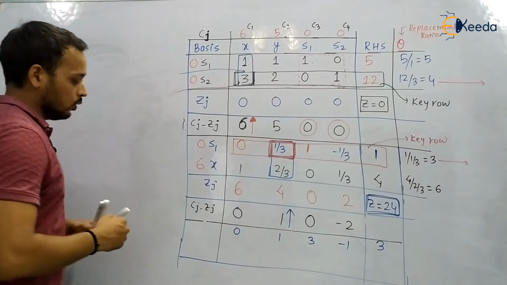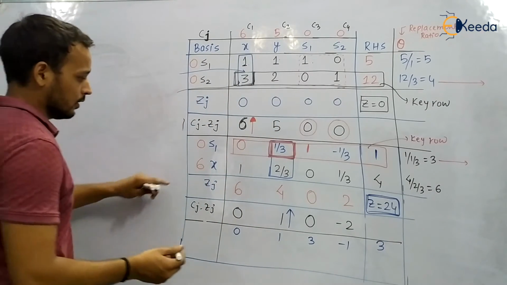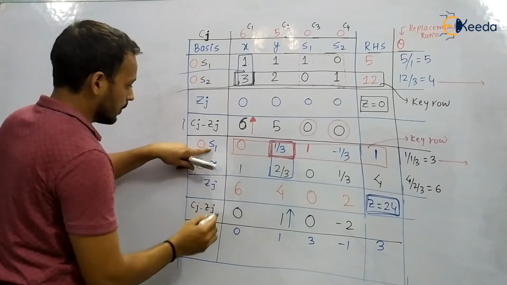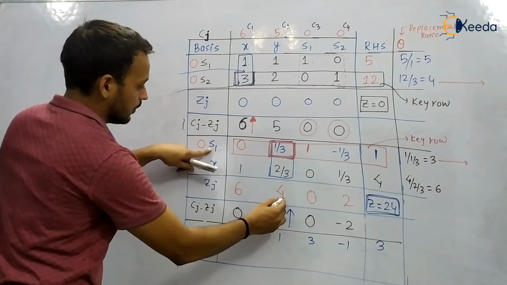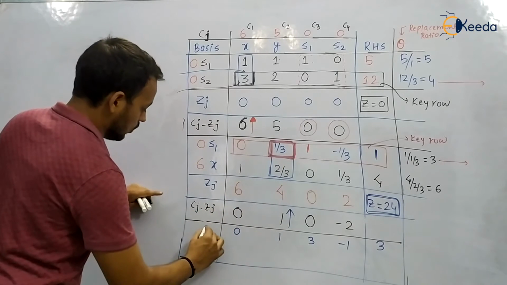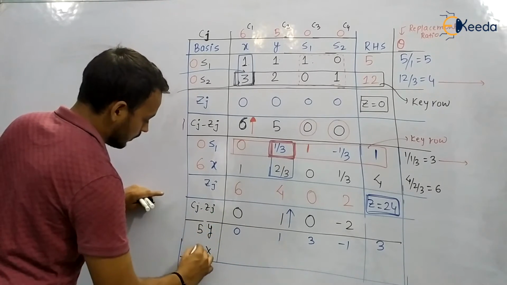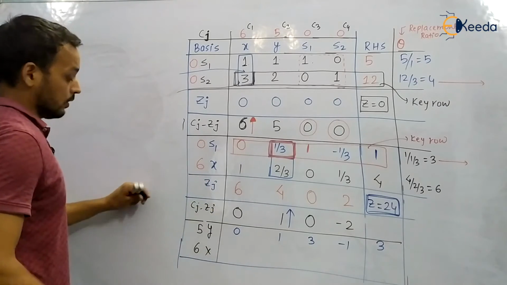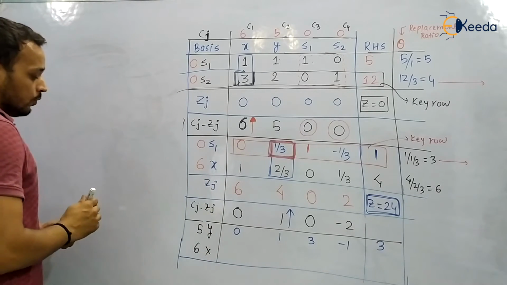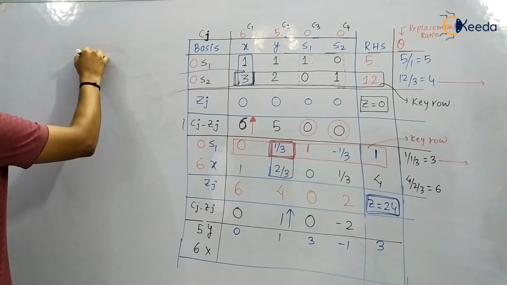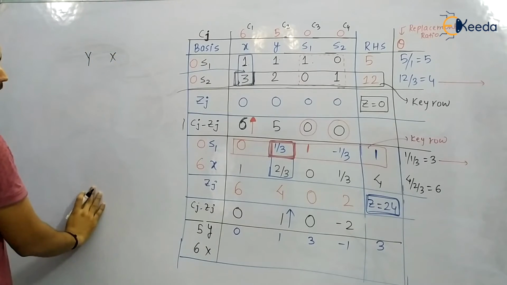Okay, now what you have to do? Here, which is the outgoing variable? S1. And which is the incoming variable? Y. So here you will write Y and X, and the coefficient of the objective function. Now just look here, you have to make the identity matrix for Y and X within the simplex table.